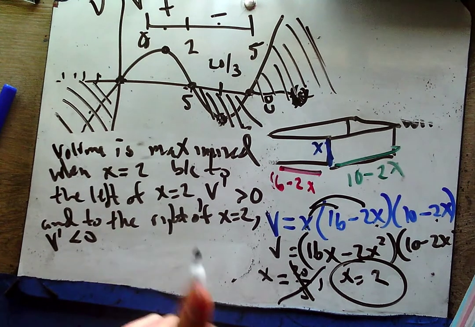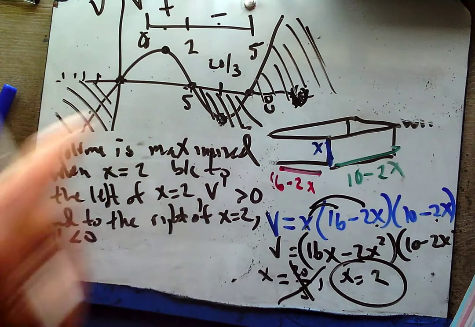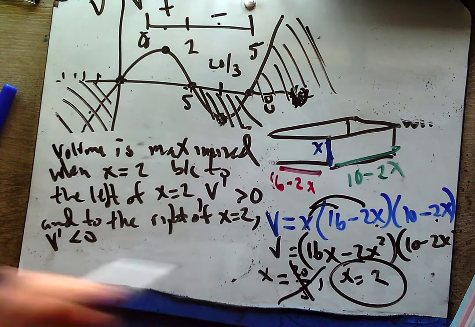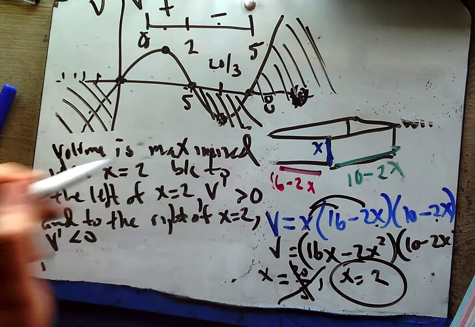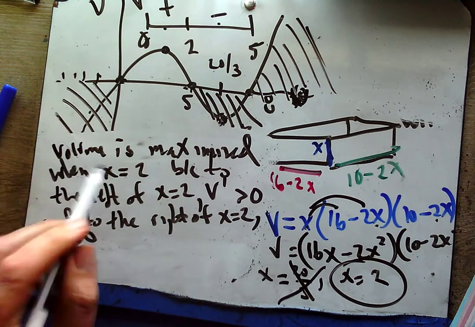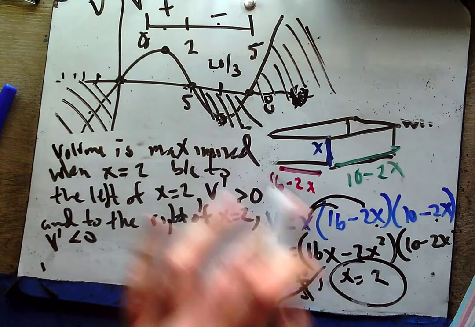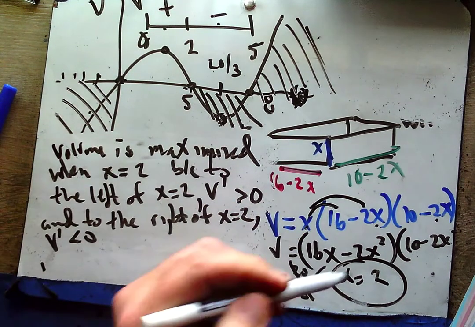Now, did we answer the question? Determine the size of the squares. We did that. Ooh, it says find the maximum volume. We haven't done that. The volume is maximized. I might want to say the maximum volume is, and then put that number instead of writing a second sentence.